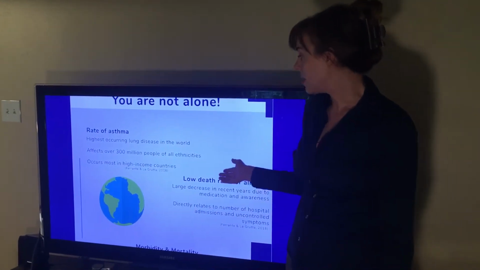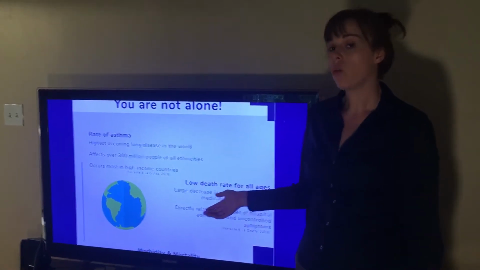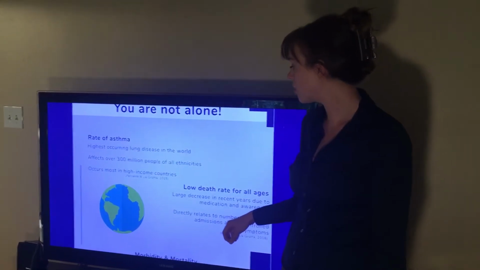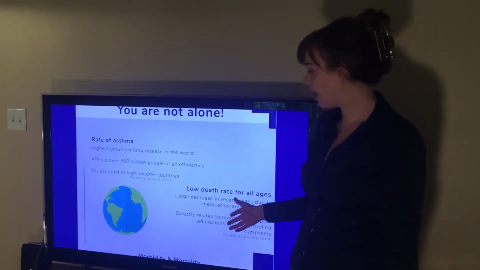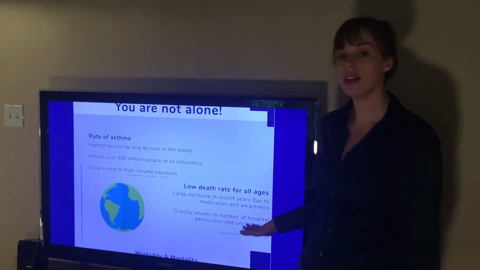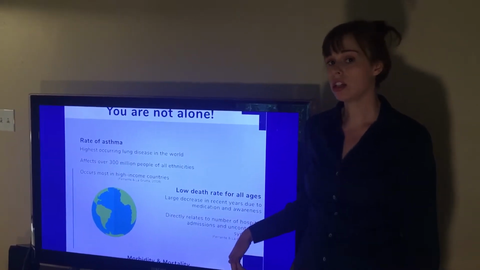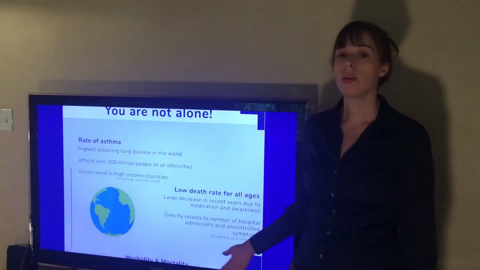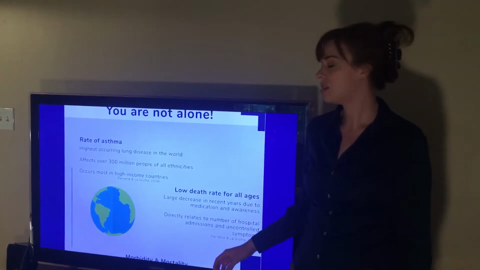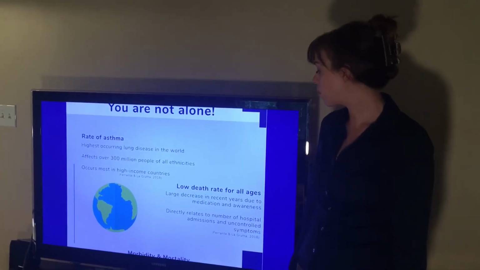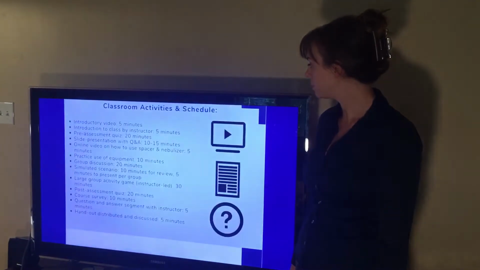And then the rate of asthma: it's the highest occurring lung disease in the world. It affects over 300 million people, mostly in high-income countries, but the death rate is low with the medical technology we've had and the education we can provide about medications and prevention. They have a relatively low mortality rate.